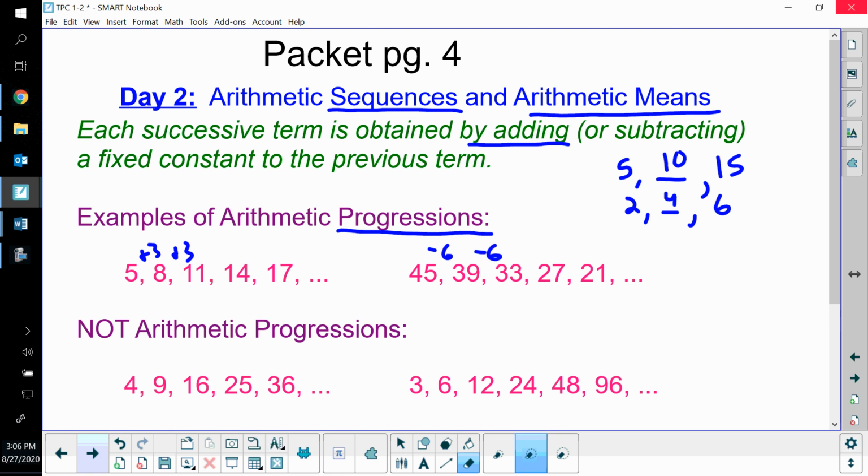Then we have two examples of ones that are not arithmetic progressions. This adds a 5, and then it adds a 7. So that's not adding the same thing every time. This one adds 3 and then adds 6. So that's not arithmetic either. The second one, the bottom right, 3, 6, 12, is actually a geometric sequence, which we briefly talked about last class, and we'll look at more in tomorrow's video. But it is not arithmetic because it's not adding the same thing every time.